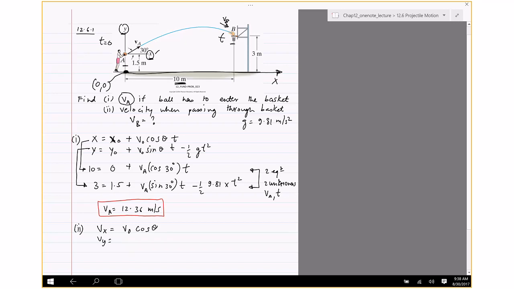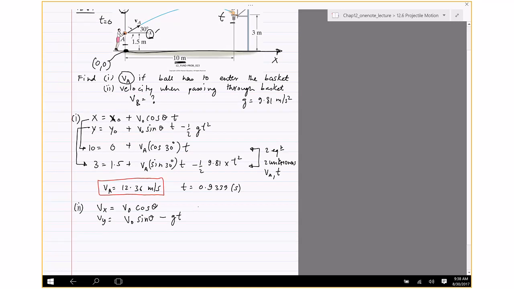Oh, by the way, when I did this previous question, I could also solve for the time. That's the second unknown. I should write this down because I'll need it. So the time was found to be 0.9339. Okay. Moving to the second part, Vy. If you go back to the formulas I derived, this formula is V0 sine theta minus gt. Right?